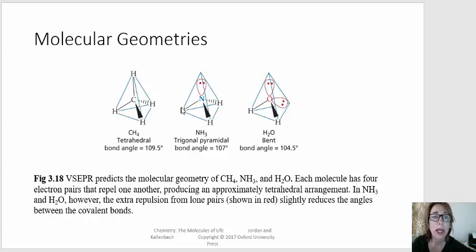If that central atom has 3 outer atoms and one lone pair, then the bond angles are going to be less than 109.5, and the overall shape is going to be trigonal pyramidal. And if the central atom has 2 outer atoms and 2 lone pairs, then the bond angle will be less than 109.5 and the shape will be bent. We want to remember those lone pairs repel more effectively than bonding electrons.